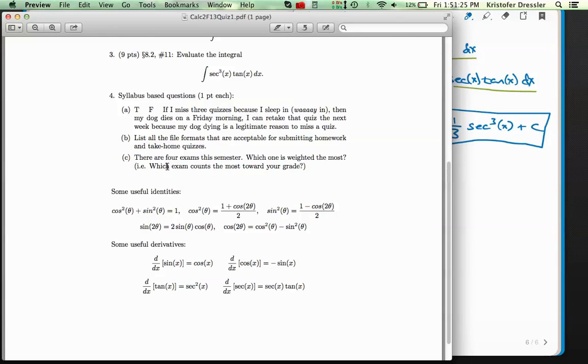And then finally, there are 4 exams this semester. Which one is weighted the most? Well, it's the one that you do best on, right? If you look at my grading scale, I really try to be friendly. I give you the most credit for the exam you did the best on, and I unweight the worst one. Sometimes everybody bombs an exam, it happens to all of us. So I'm going to weight that one the least. All right. Any questions? Let me know.